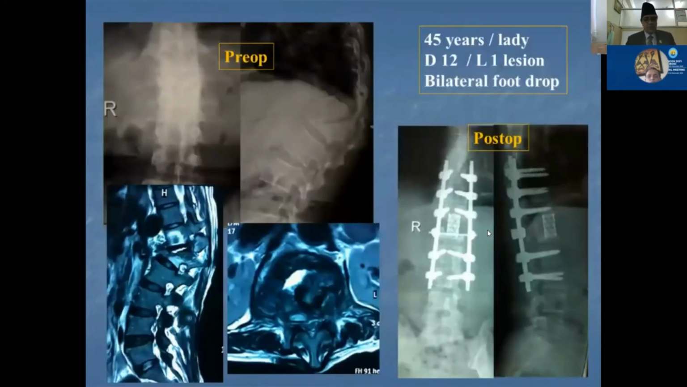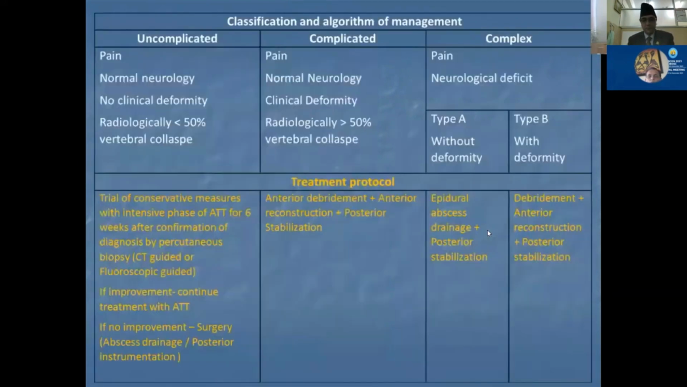And of course, if there is established deformity, then anterior reconstruction and posterior stabilization is always recommended. This is our own classification of treatment of TB spine, where we have classified into uncomplicated, complicated, and complex. In uncomplicated, the patient will have pain, but neurology is normal without any obvious clinical deformity. And radiologically, it shows an intact vertebral body height, or the vertebral body destruction is less than 50%.